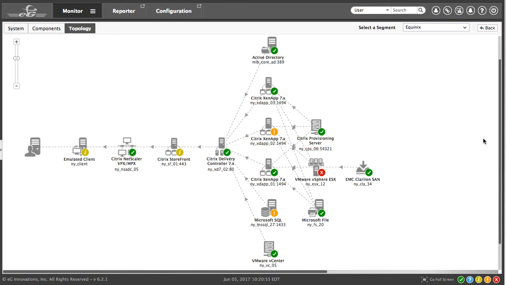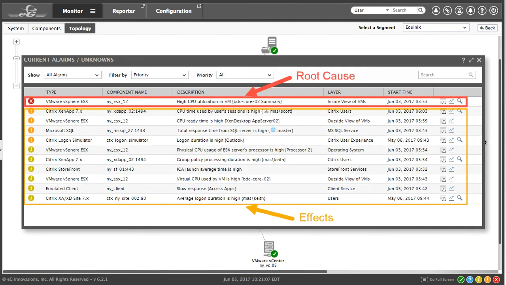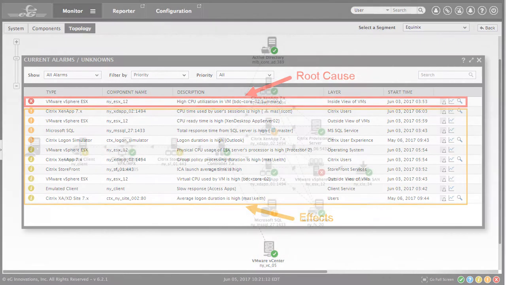Using built-in machine learning technology, EG Enterprise automatically correlates performance alerts across all infrastructure tiers. By understanding the interdependencies between components, EG Enterprise dynamically prioritizes alerts, differentiating the cause of problems from the effects.